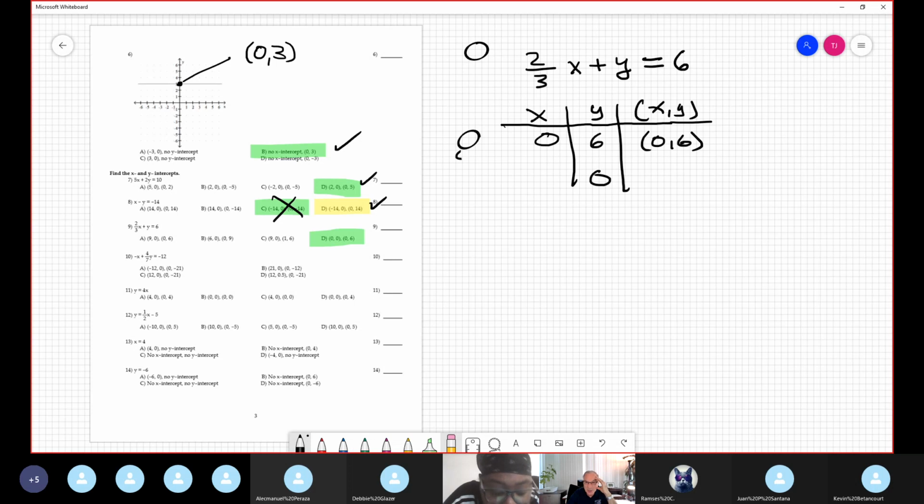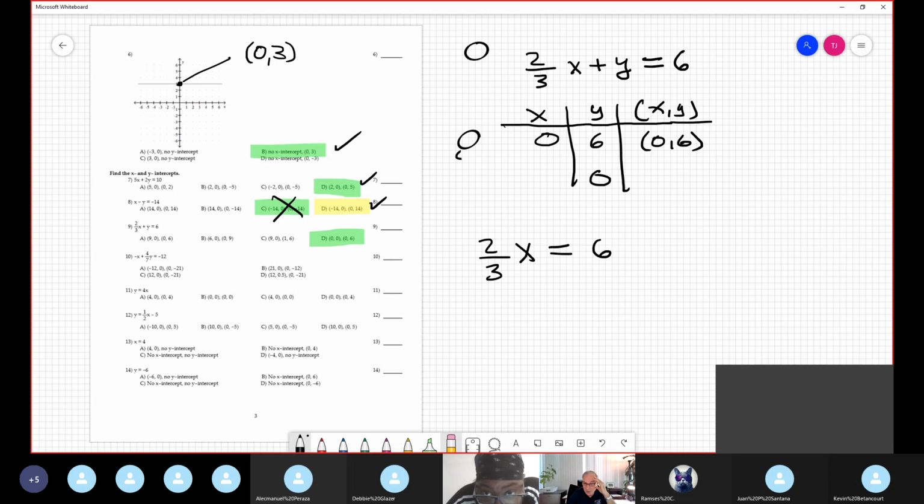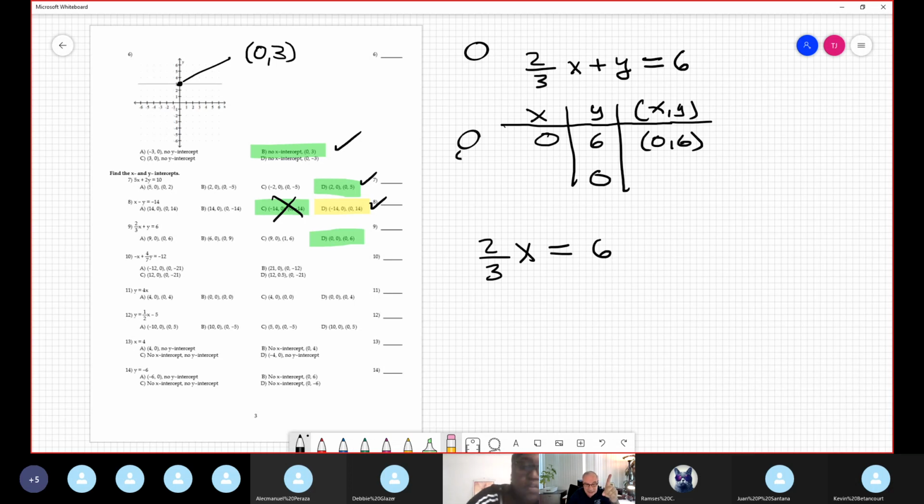And when you put 0 for y, this is a little bit more complicated. It's 2/3 x equals 6 because the y disappears. Okay, now what should I do? Well, you multiply by the reciprocal. There are many ways to do that. However, cross multiplication, maybe. My recommendation in this case: you want to solve for x, you multiply by its reciprocal, look at that, 3/2.